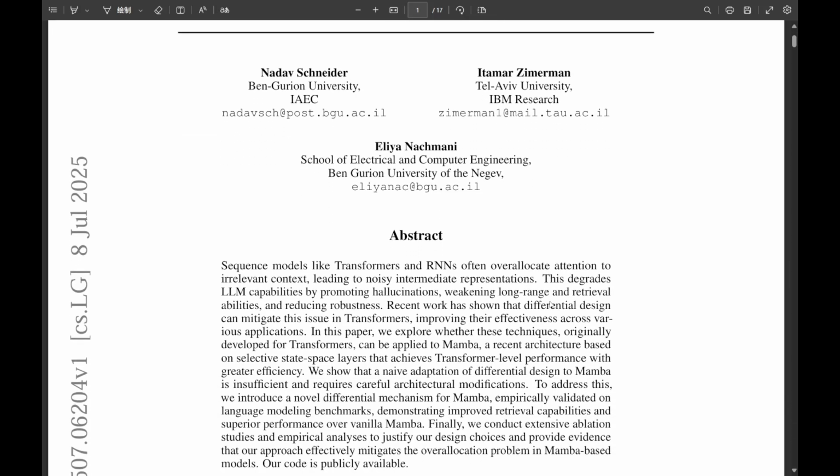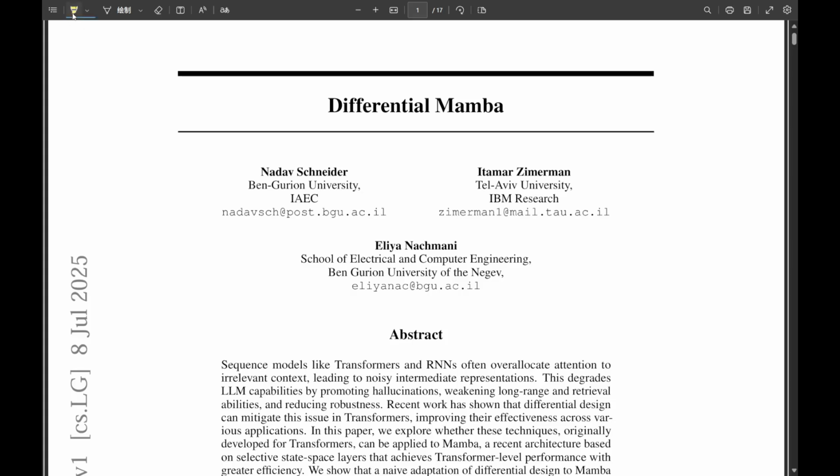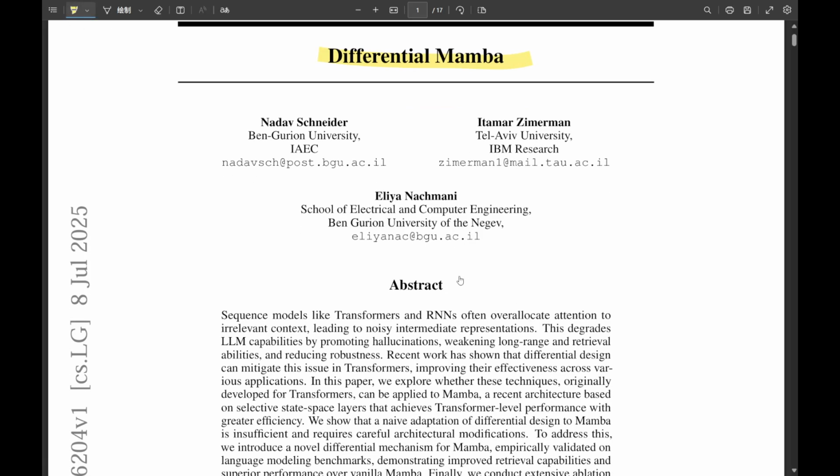And when people say, oh, it's just a small tweak, you show them the internals. Look, it's cleaner, less noisy. Or they say, long context is niche. You point right at retrieval, at reasoning tasks, exactly the kind of stuff Mamba was built for. And Diff Mamba shines there.